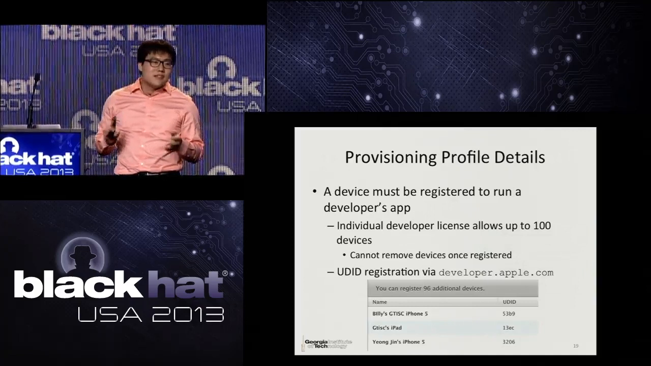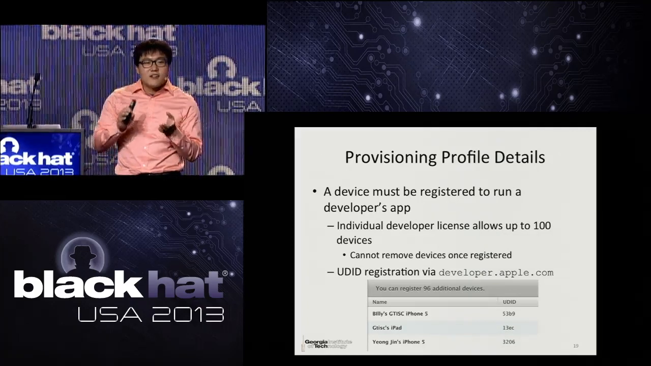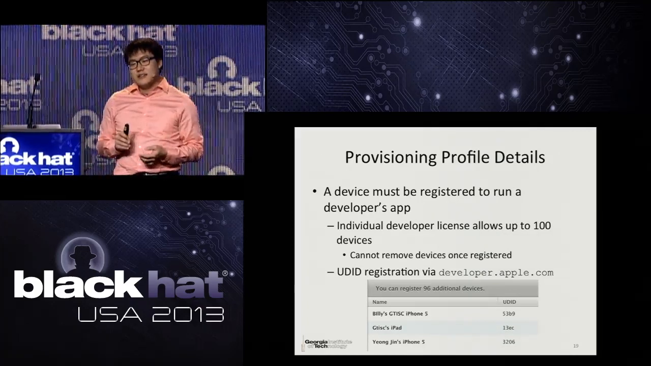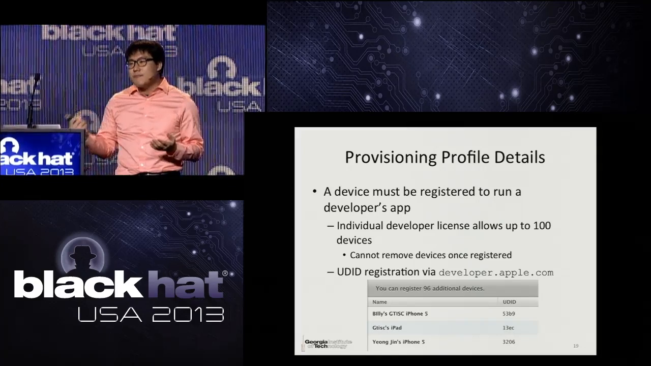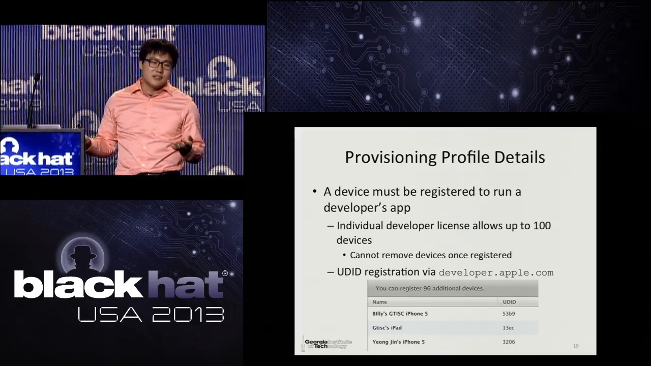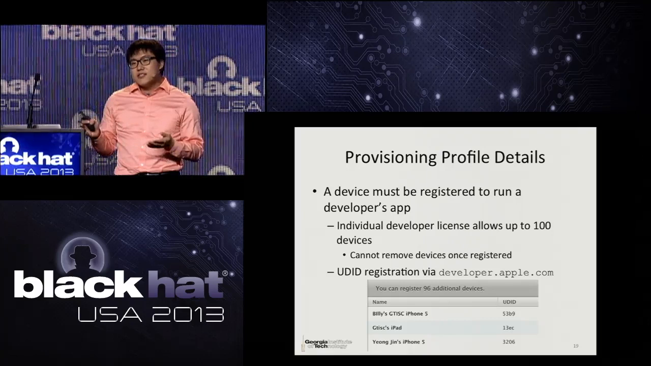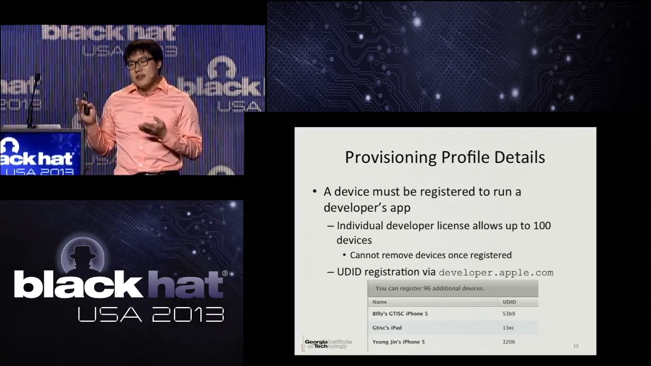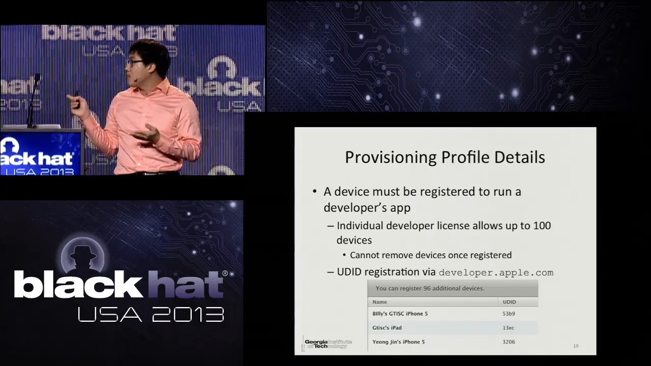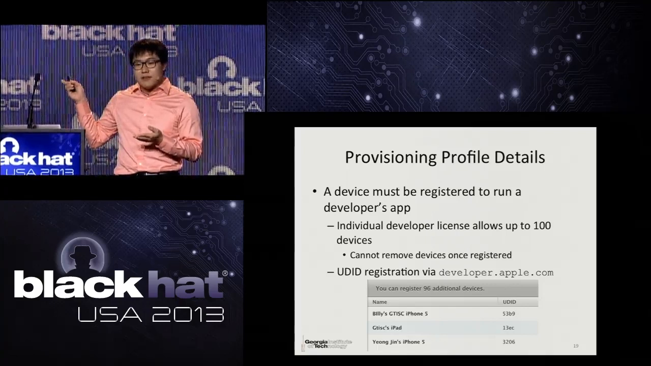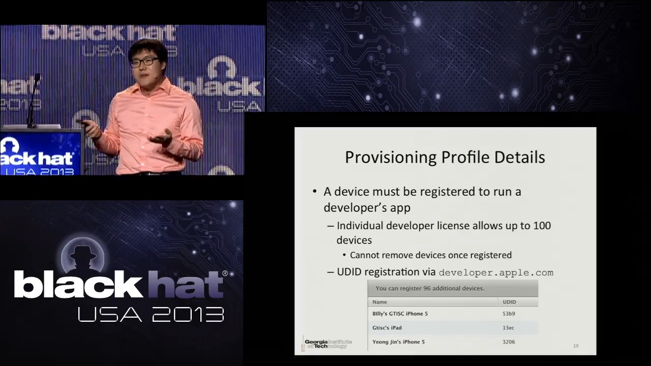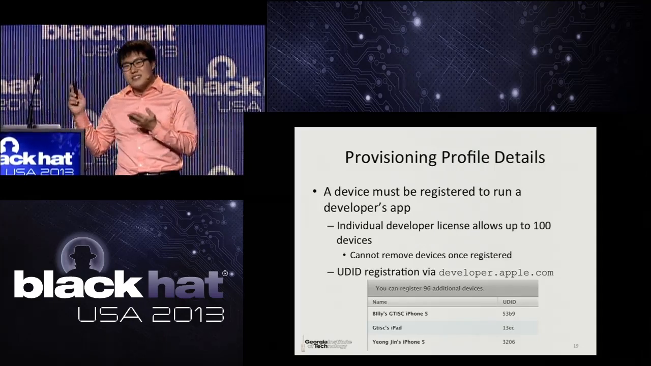And in the provisioning profile, devices are registered with the UDID. So that's why we need to grab the UDID at the first stage. And the registration of the device can be done through the developer portal, the developer.apple.com website. So Mactans needs the internet connection to generate this file and get it signed by Apple.